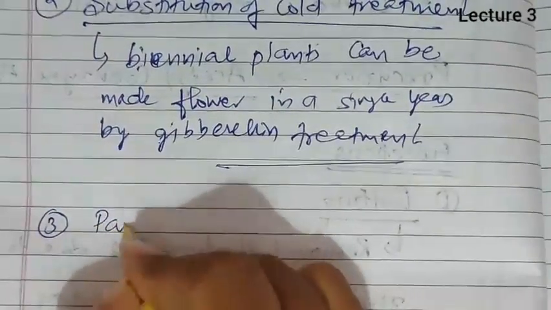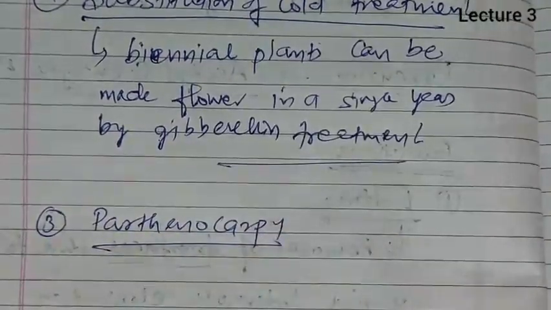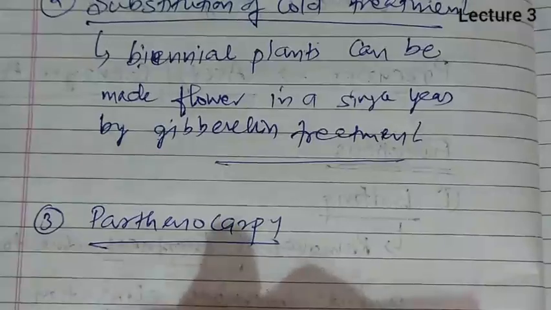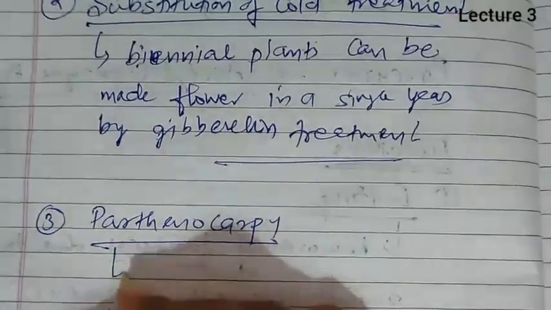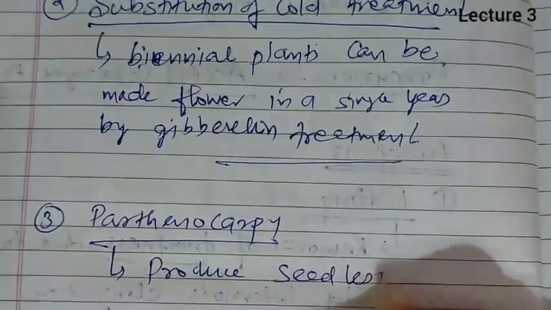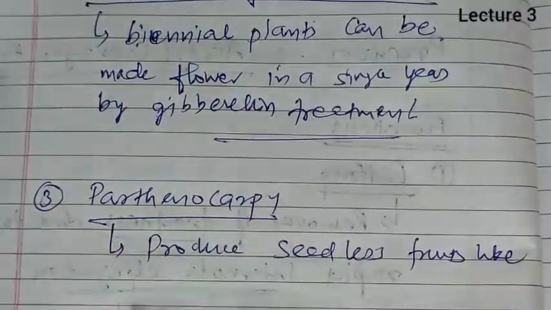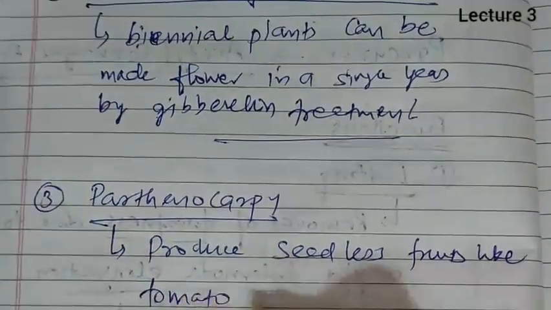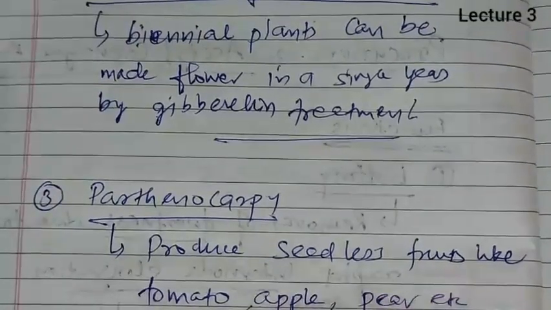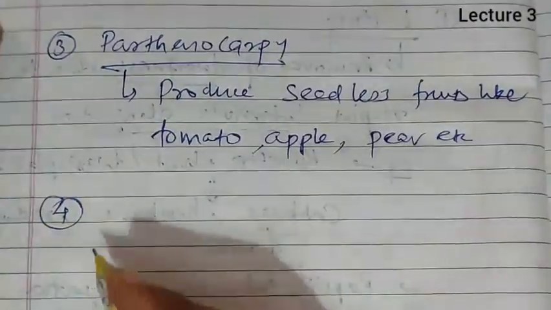Third function is parthenocarpy. Dear students, parthenocarpy is the production of seedless fruit. And gibberellin has been found to be effective in inducing parthenocarpy, or producing seedless fruits like tomato, apple, pear, etc. After parthenocarpy, fourth is breaking of dormancy.